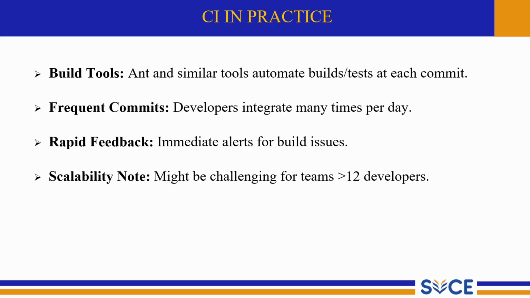And next, a scalability note: it might be challenging for teams greater than 12 developers. Continuous integration works best in small to medium sized teams. When team size increases beyond 12 developers, merge frequency and code conflicts increase. To scale continuous integration, larger teams often split into smaller feature teams and use branching strategies like Git flow.